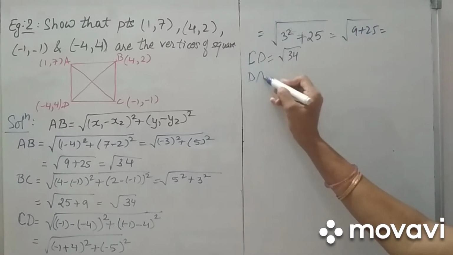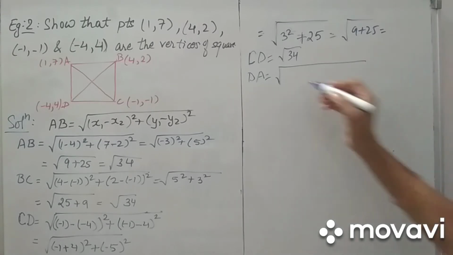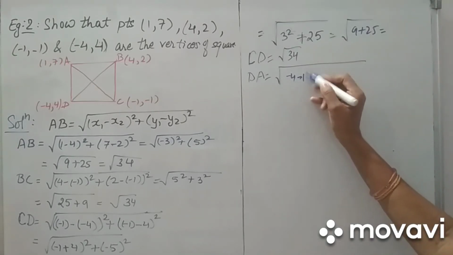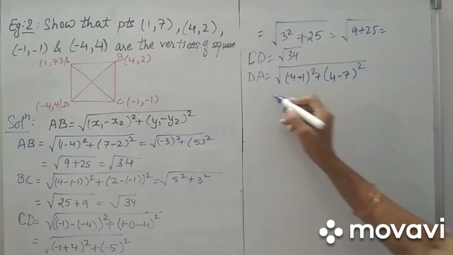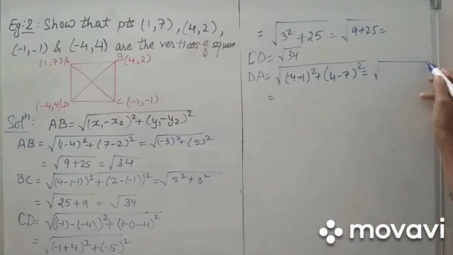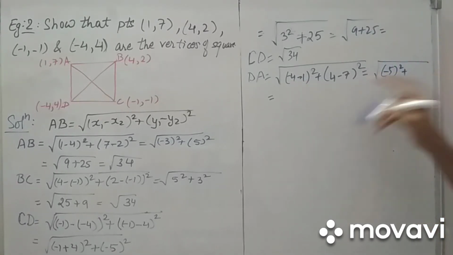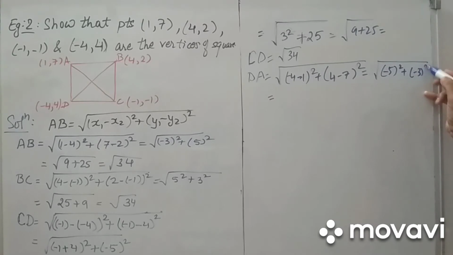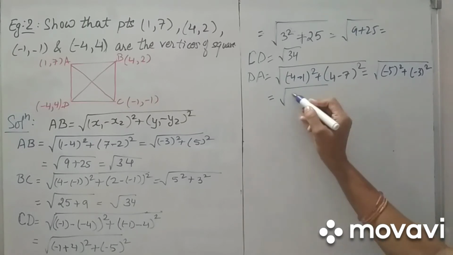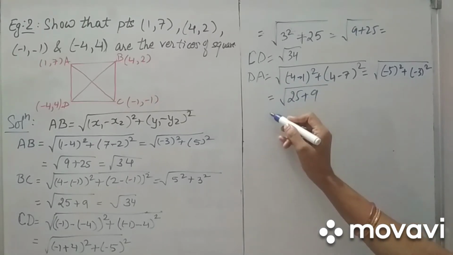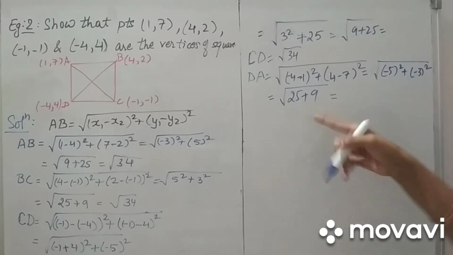34. Same way, DA is equal to root of (D and A) minus 4 minus 1 and its square plus 4 minus 7 its square, which is minus plus and sign of minus 5 plus 4 minus, so minus 3 square. Greater number sign is there. So on squaring, what we are getting is 25 plus 9, negative sign is removed because of squaring.